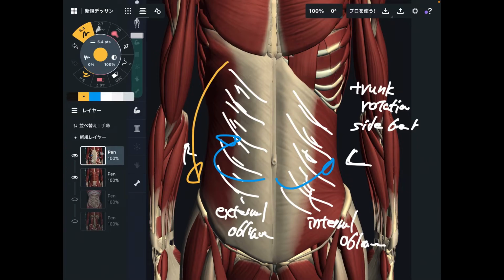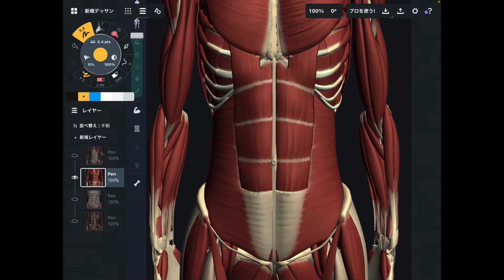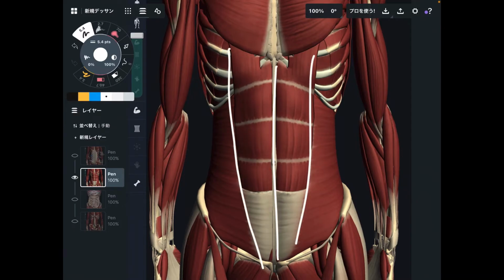What are deep to these oblique muscles? Now, external oblique, internal oblique are dissected. You see two muscles. This one is the most famous abdominal muscle, right? This is rectus abdominis. Rectus abdominis, this is the six-pack muscle, right? This is on the kind of a midline of core.